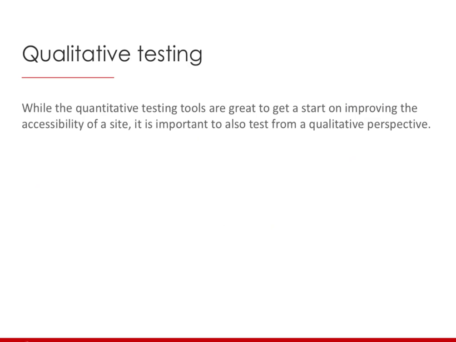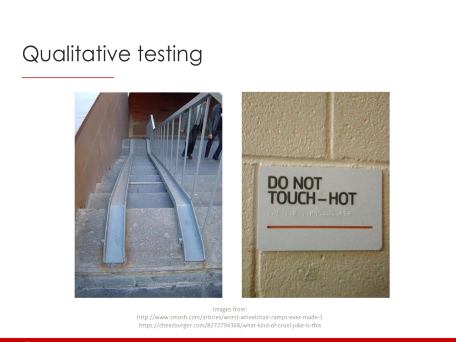So while the quantitative testing tools are great to get a start on improving the accessibility of a site, it's also important to test from a qualitative perspective. And getting qualitative feedback on our sites is important because we can check the boxes and try to meet accessibility standards, but we need to make sure that we actually help users and don't put them in a frustrating or bad situation, as you can see on the images in these slides. We want to make sure that users are able to achieve their goals effectively and without frustration. And this is where qualitative testing really comes into play.